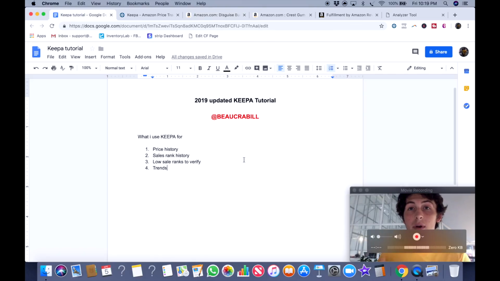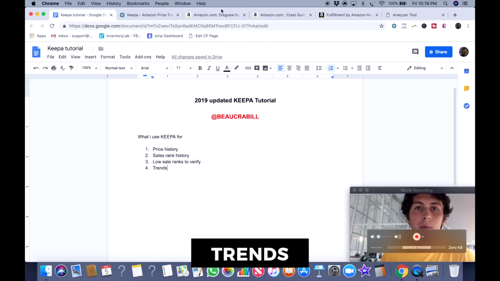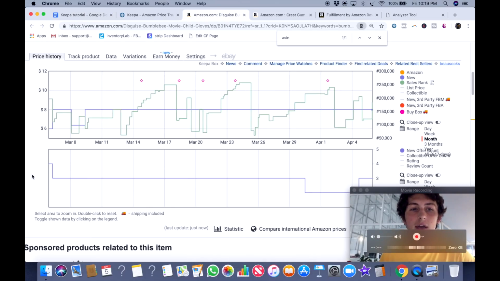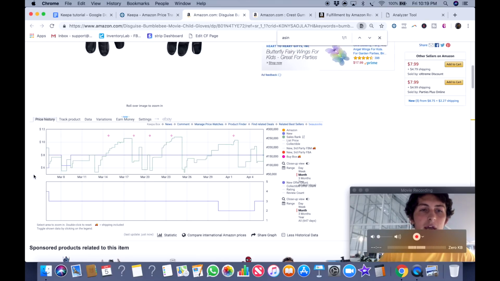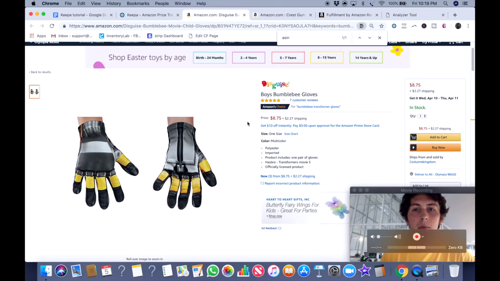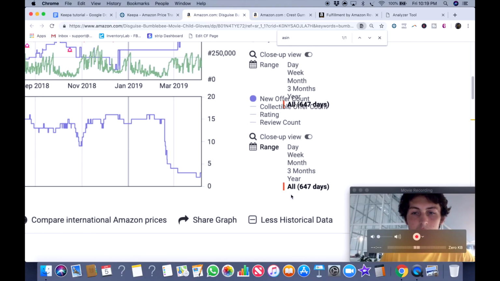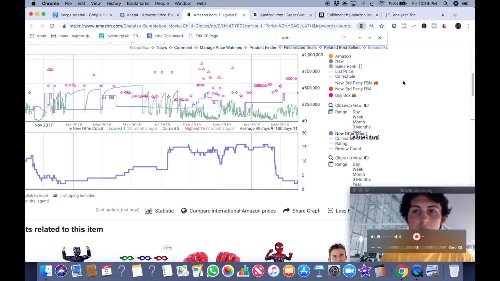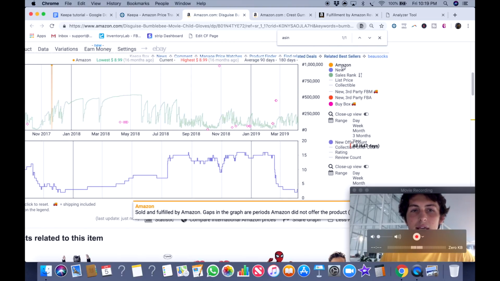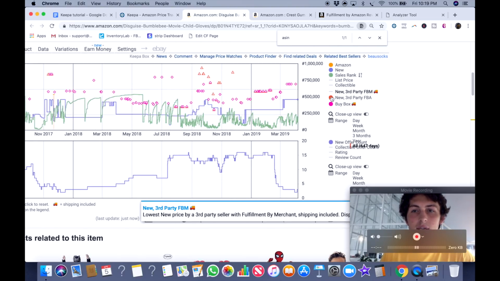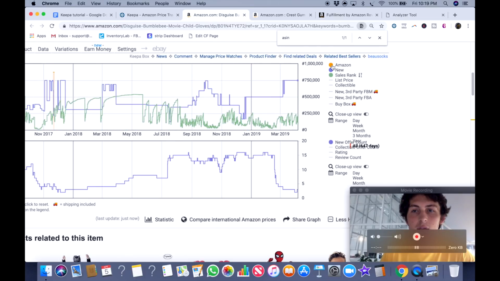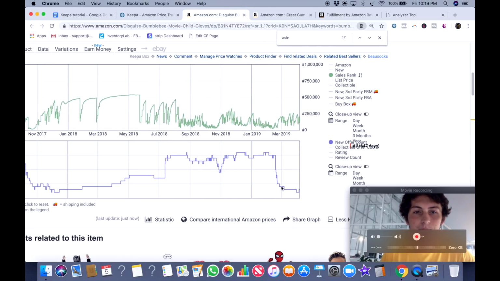Okay, so the last thing I want to cover is trends. Now what I mean by this is seasonality and simply changes throughout the year of a product. And this would be a very perfect example of these bumblebee gloves. If we look back in, let's say, all, right? It's been out for 647 days. What I really want to look at is actually just sales rank history. So let's take off everything that's not sales rank history.